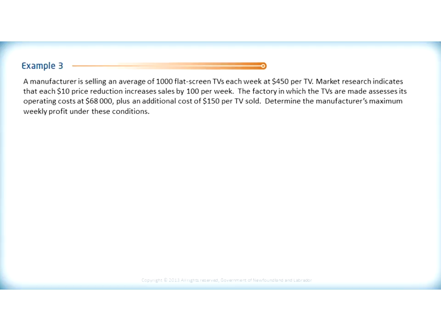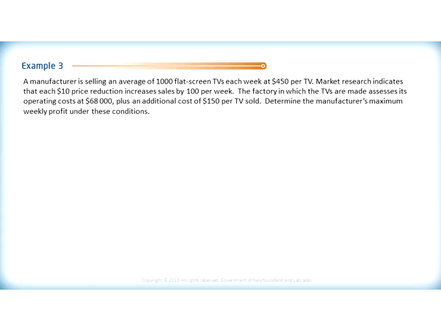Okay, we've got another problem coming up, and this one is going probably, oh, it is a profit function. Great, so these are the toughest of all. All right, put it all together. The manufacturer is selling an average of 1,000 flat screen televisions each week at $450 per TV. Market research indicates that each $10 price reduction increases sales by 100 per week. We'll sell lots of TVs.